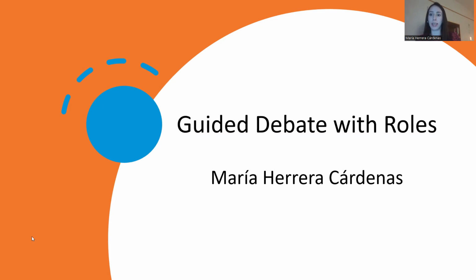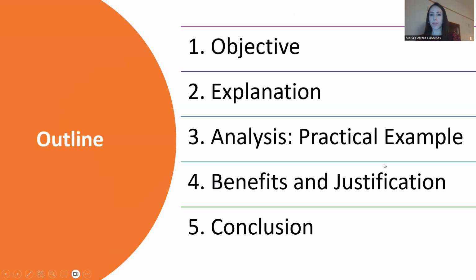So first of all, I will be following this outline in which I will first explain the main objective of using this dynamic in your class settings. Then I will proceed to explain it more deeply. And for that, I will use a practical example as a way to analyze the activity itself. And then I will also comment on benefits of using this activity in class. And finally, I will provide you with a final conclusion.